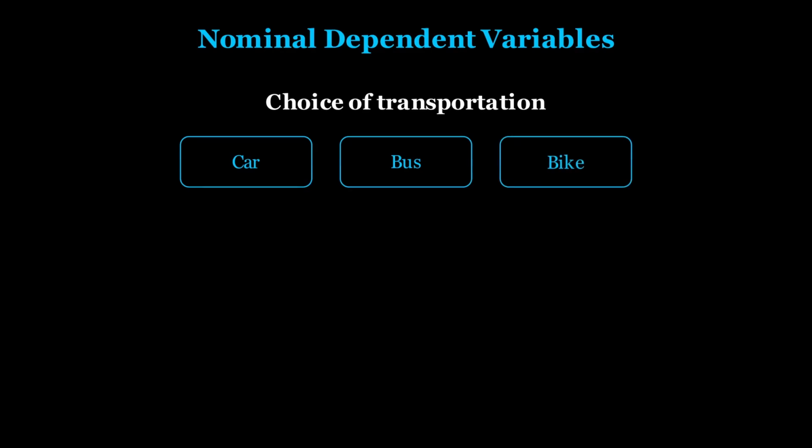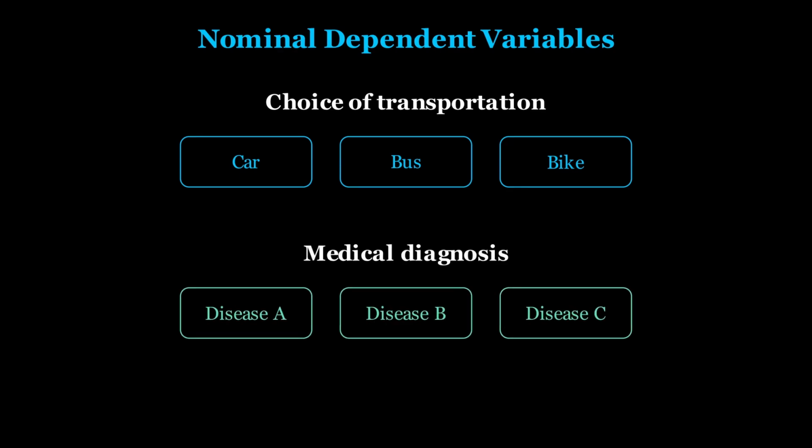A nominal dependent variable is a categorical response that falls into one of several distinct categories, where those categories have no intrinsic ordering. A classic example is the choice of transportation mode, car, bus, or bike. None of these is higher or lower than the others. They're just different. Another example is the outcome of a medical diagnosis, disease A, disease B, or disease C. Again, there's no natural order to these labels. That lack of ordering is the defining feature.